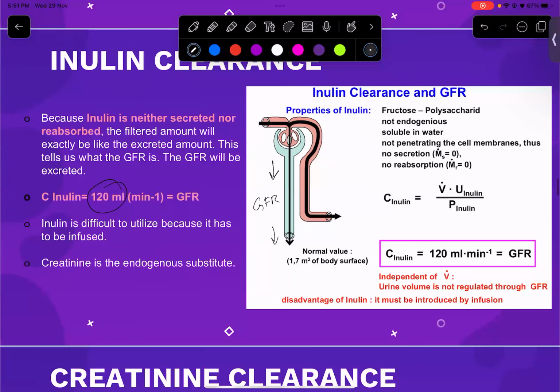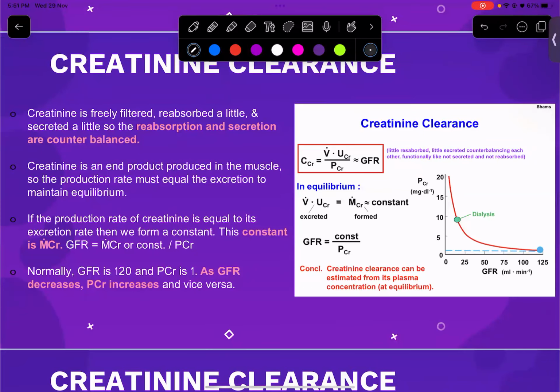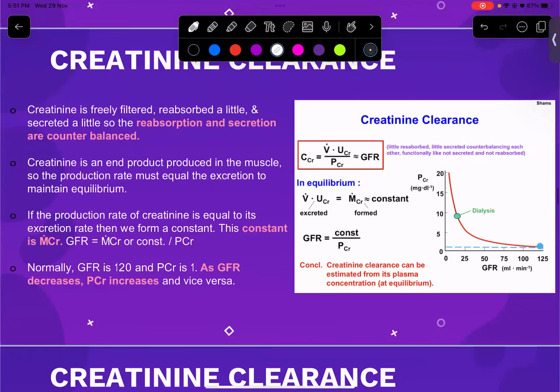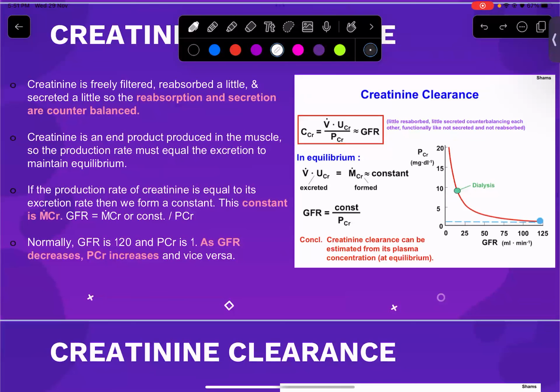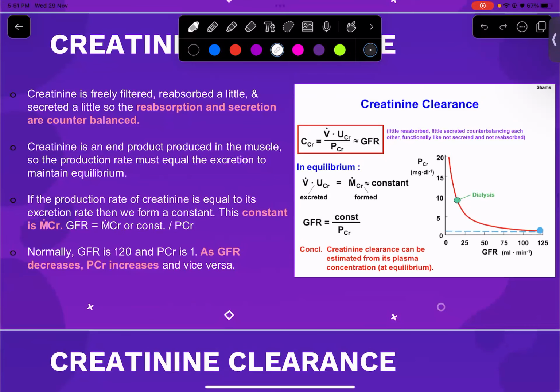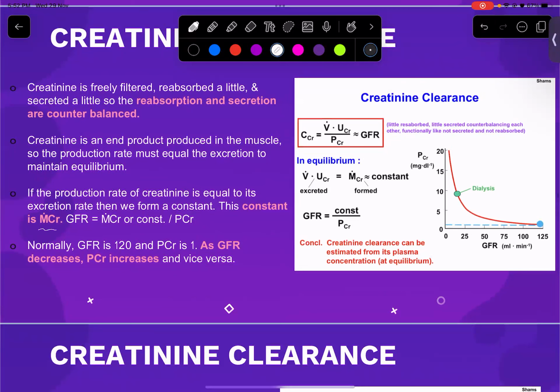Okay. So creatinine, the thing about it is it's endogenous. So it's made, you know how we have an end product in the muscle, and this end product is creatinine. Creatinine is basically secreted a little and reabsorbed a little, but they're basically counterbalanced. So at the end, it counts as if it was just simply freely filtered, and whatever got filtered is whatever got excreted, because the reabsorption and secretion counterbalance. If the production rate of creatinine is equal to its excretion rate, then we form a constant. Because creatinine is an endogenous substance that is being made in the body, the production rate will always equal the excretion rate. Therefore, we can just denote it as a constant that is M with a dot and creatinine.